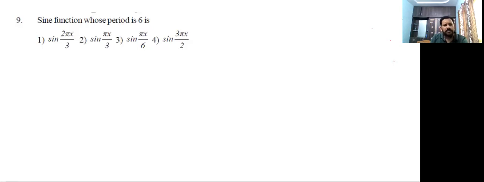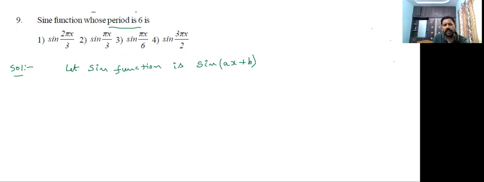Ninth question. A sine function whose period is 6. So here, the reverse process. The period is already given; find the function. Generally we know that, for a sine function, what do we have to take? Let the sine function be sine of ax plus b. What is the period of sine of ax plus b? The period of sine of ax plus b is 2 pi by mod a. This is the formula.